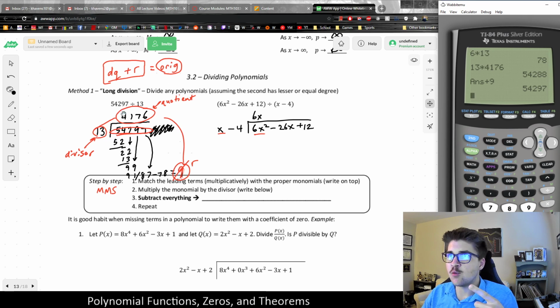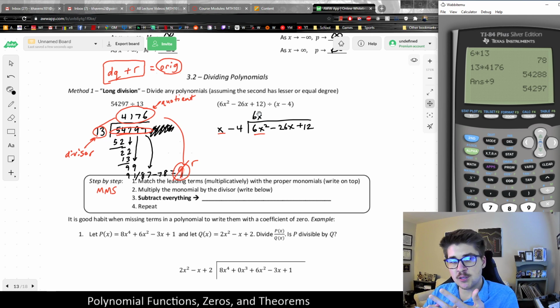Then, like over here, once I found that 4, I multiplied the 4 into the 13 and put it below. So that's the multiply step. And as I said down here, multiply the monomial by the divisor. So this is a monomial. That's just a term that I haven't used before, a polynomial with a single term. So this is another polynomial term, which I probably should have said before.